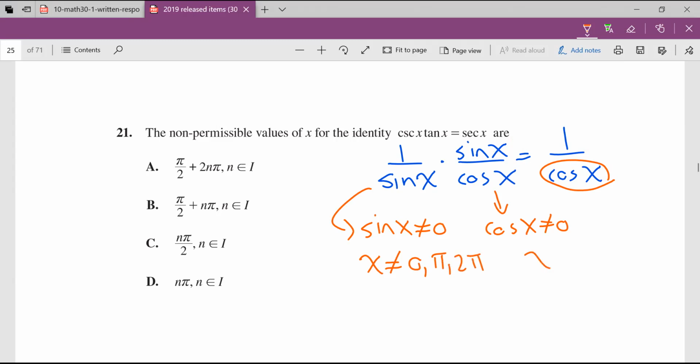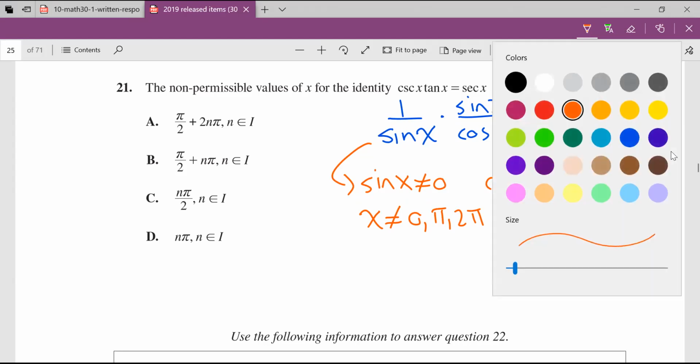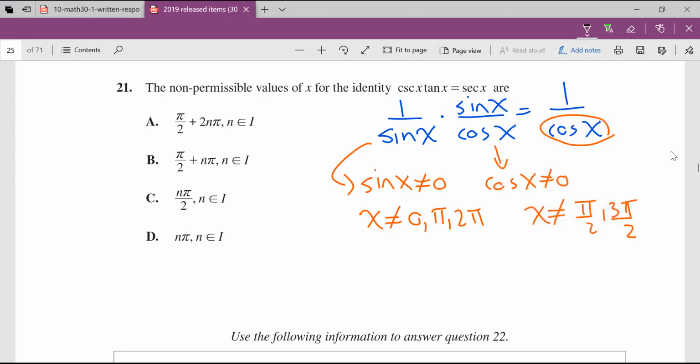Cos x. Well, cos x is 0 when we haven't moved sideways. That's at pi half, 3 pi half. Now, it looks like they've written this thing as a general solution, or I guess we could call it the general anti-solution. I don't know, because it's the non-permissibles. So what you want to do then, friends, is remember you always want to write these things. Think about it like as a picture.